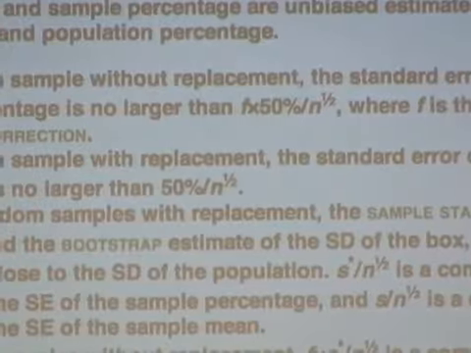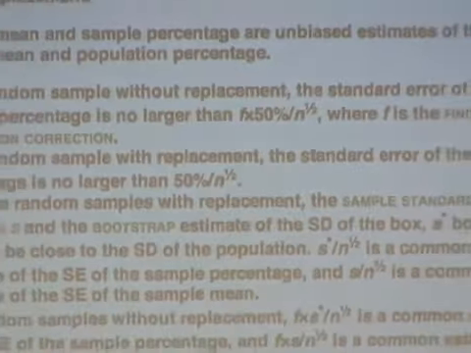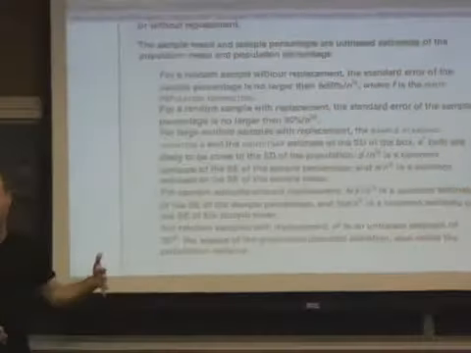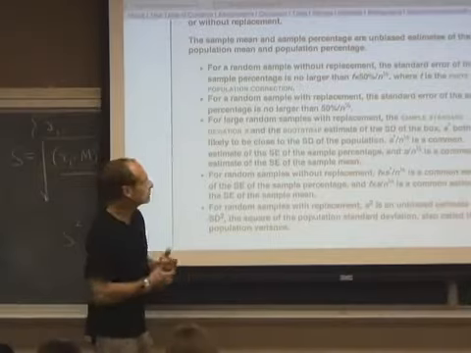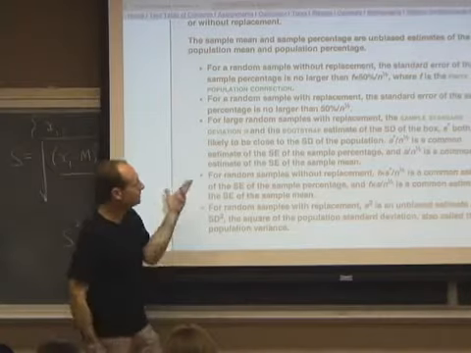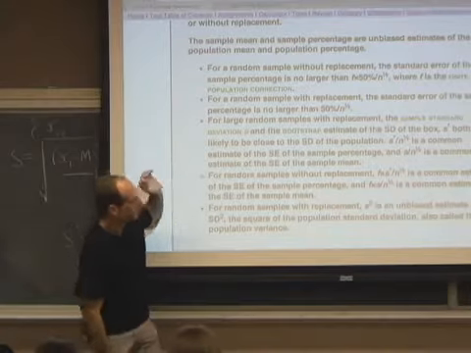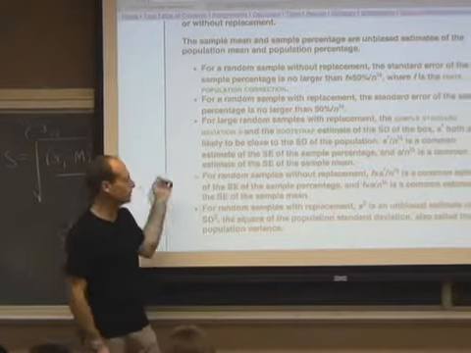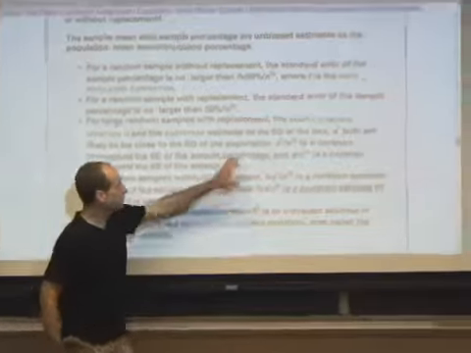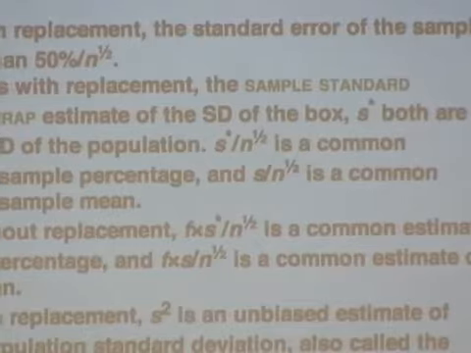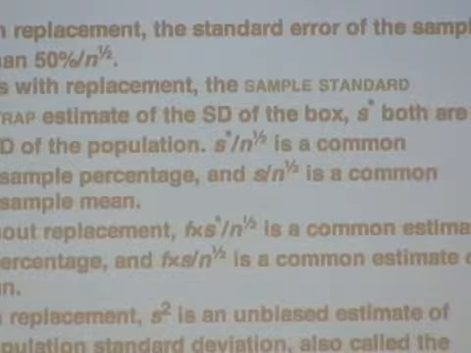Now, that's likely to be an overestimate of the SD of the box because it's a worst case assumption. It pretends that you have 50% zeros, 50% ones in the box. We could estimate it instead using the bootstrap estimate. If the sample size n is big enough, then S star, the SD of the sample, is likely to be pretty close to the standard deviation of the box. And as a result, S star over the square root of n is a good estimate of the standard error of the sample percentage if you're sampling with replacement. It'd be f times S star over root n if you're sampling without replacement.